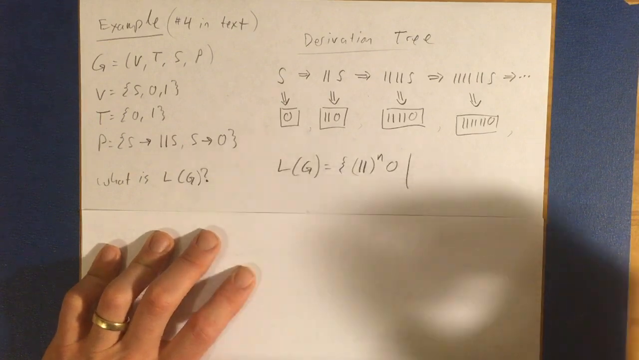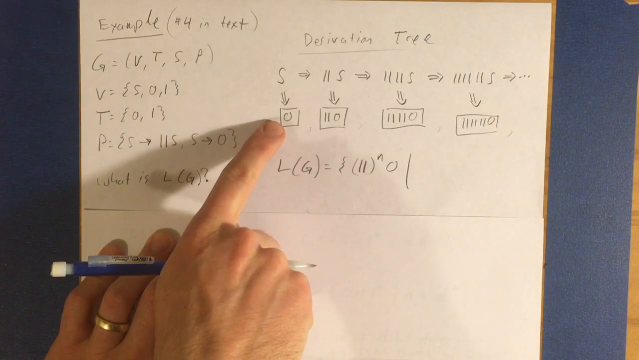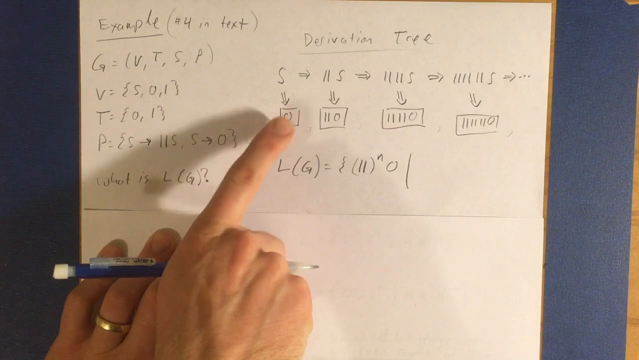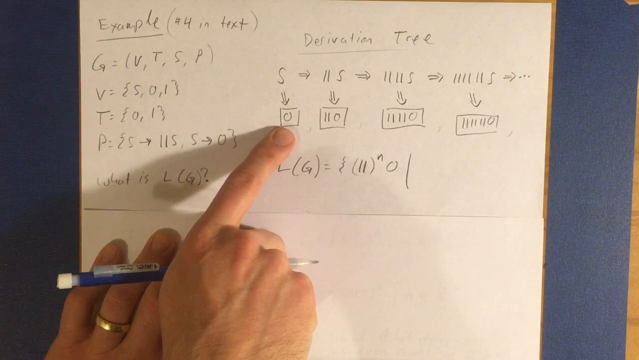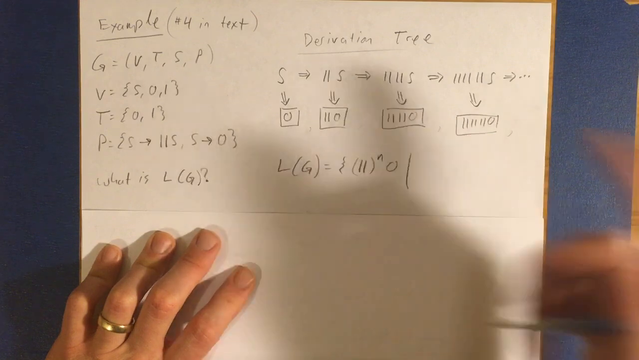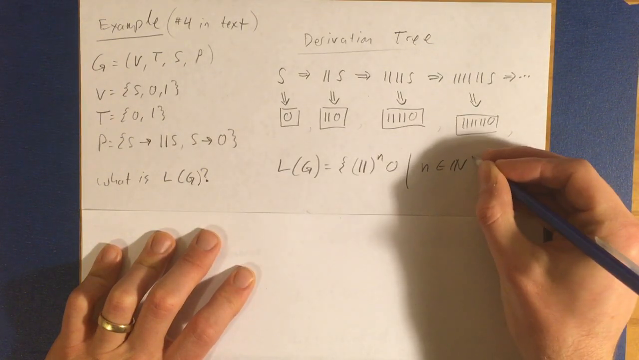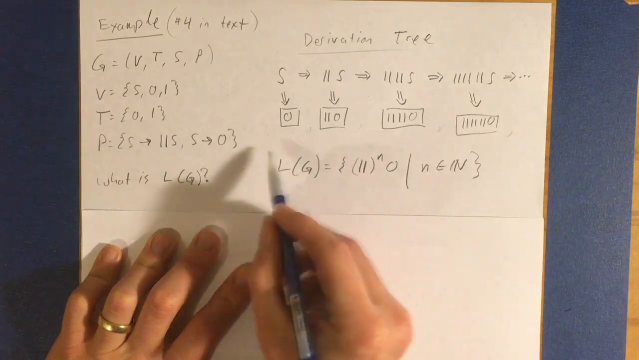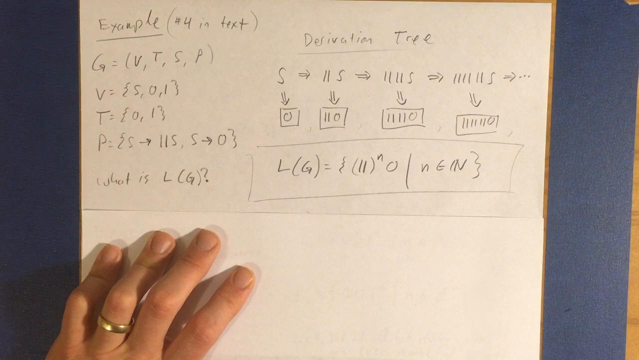Well, any number, right? You could have none. n could be 0, which would give us this first string here. Zero concatenations of 1-1, which is just lambda, the empty string, followed by a 0. Or it could be 1, or 2 or 3, and so on. So this is where n is any natural number. And there we go, that's the answer. That is how you can write down the language generated by this grammar.